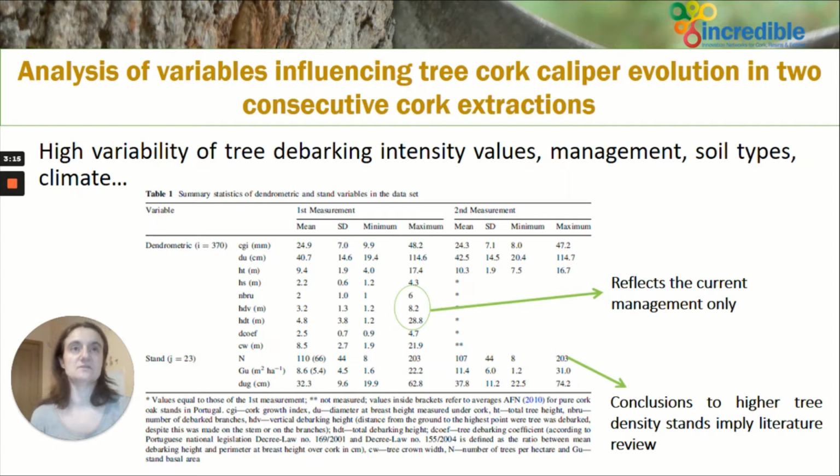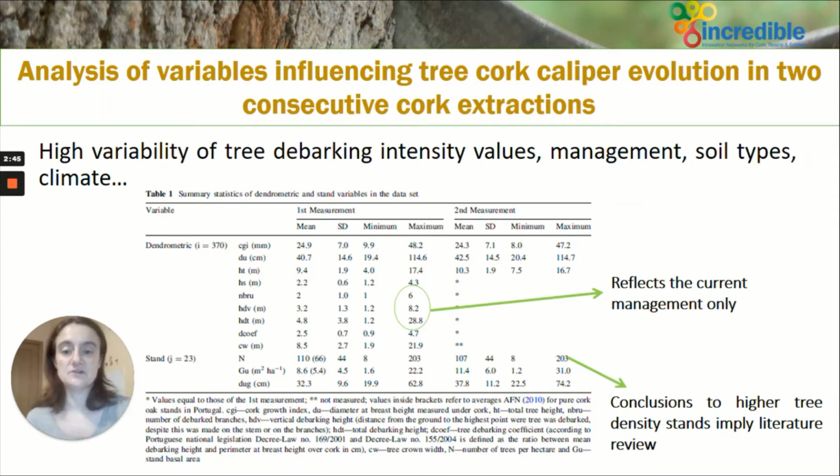So it's the sum of all of those partial variables. That has a maximum of 28.8 meters. Regarding the debarking coefficient, it ranges, like you can see here, from 0.9, so very low, to 4.7, so that's the maximum value that we have included in our data set. So we think that regarding the debarking management, debarking intensity, we cover a large range of values.